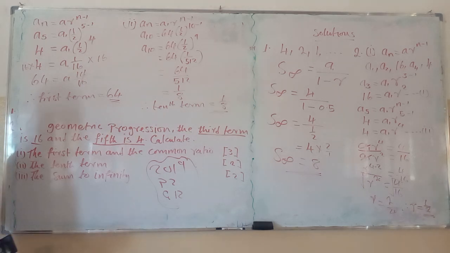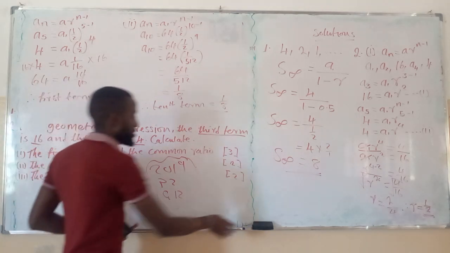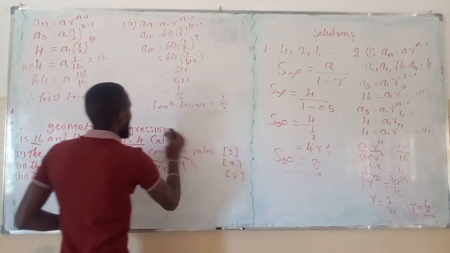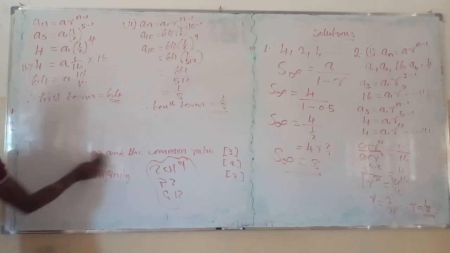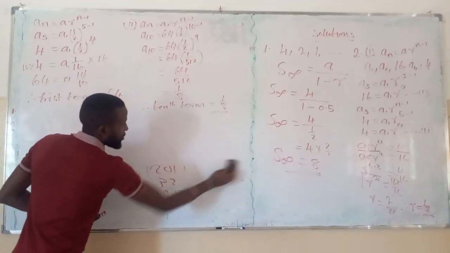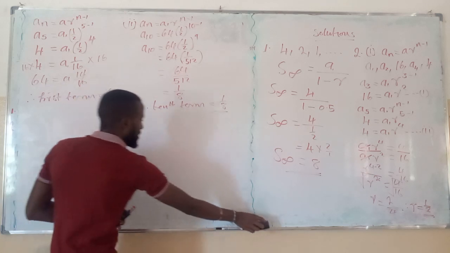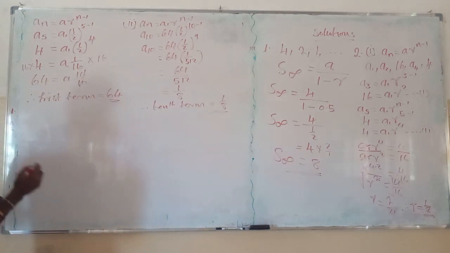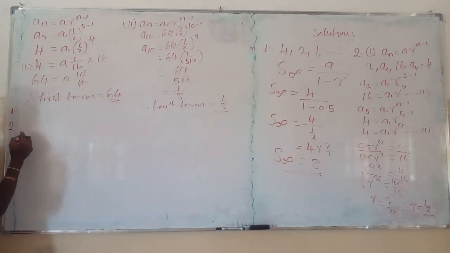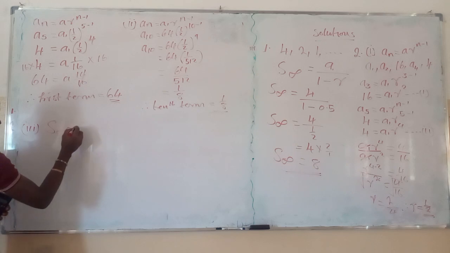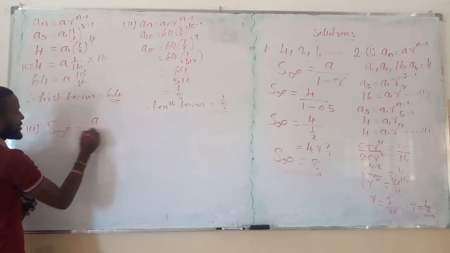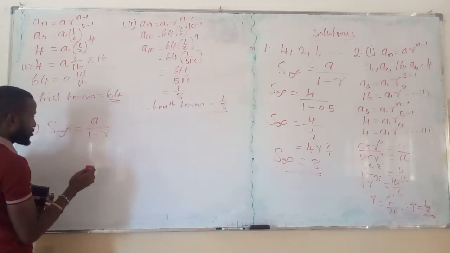Okay, so once we are done with that, now we can find the sum to infinity. I can erase this part now. So how do I get to find the sum to infinity? I write the formula. So the sum to infinity, question 2, Roman numeral 3. Sum to infinity is going to be the formula: first term over 1 minus common ratio.